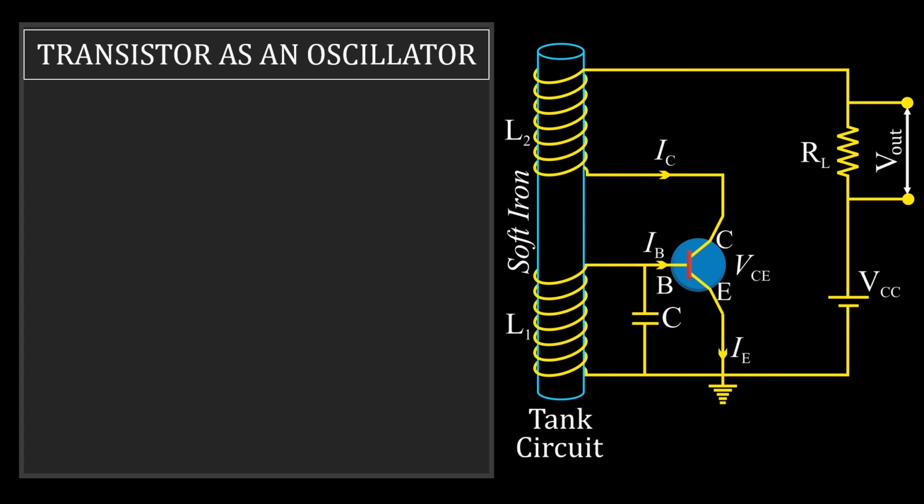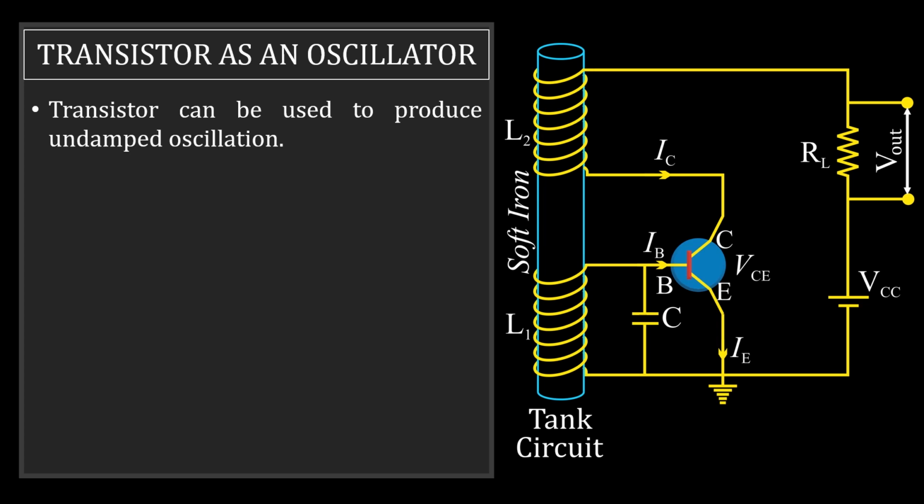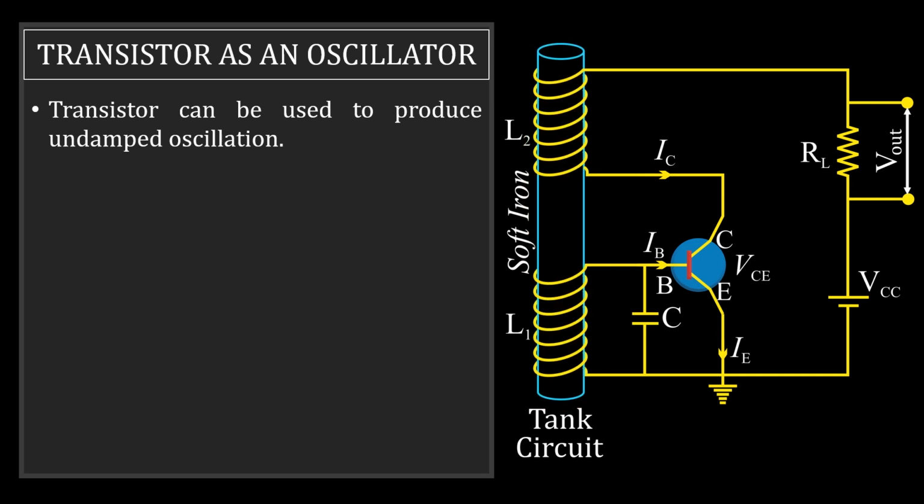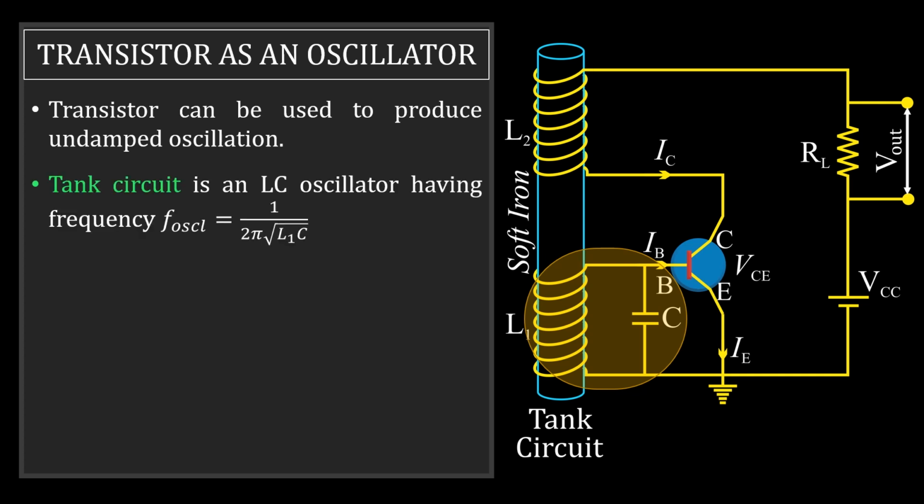Transistor as an oscillator. We can use a transistor to produce undamped oscillation at the output terminal. And in this case, we are going to discuss the tuned-base oscillator. What you can see here is a soft iron core on which we have two inductors L2 and L1 wound. This inductor is connected to the capacitor here, acting as an LC oscillator. The tank circuit is an LC oscillator having frequency 1 by 2 pi under root L1C.